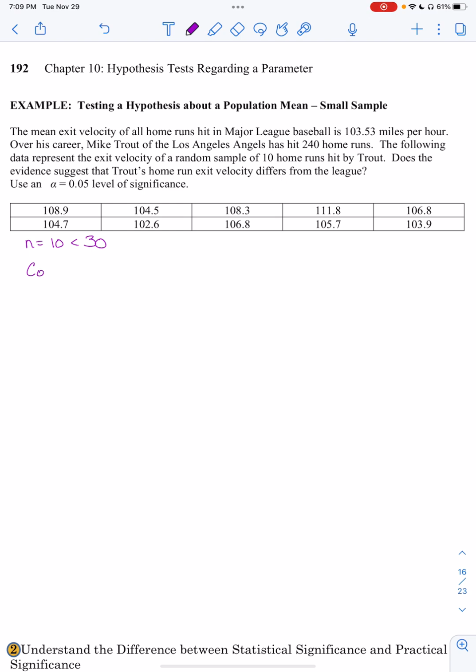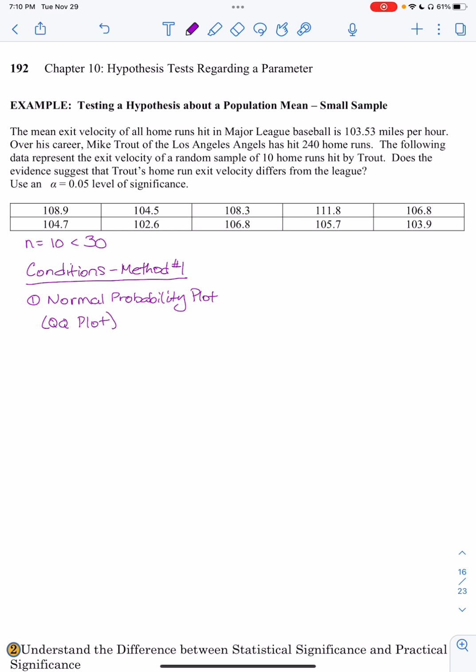If you remember right, there were two methods. I'm going to use method 1. Method 1, the preferred method, was that we were going to do, first of all, a normal probability plot. Sometimes, when we went into StatCrunch, that was called a QQ plot. And then what we're looking for there is the linear relationship. So we're looking for the correlation coefficient.